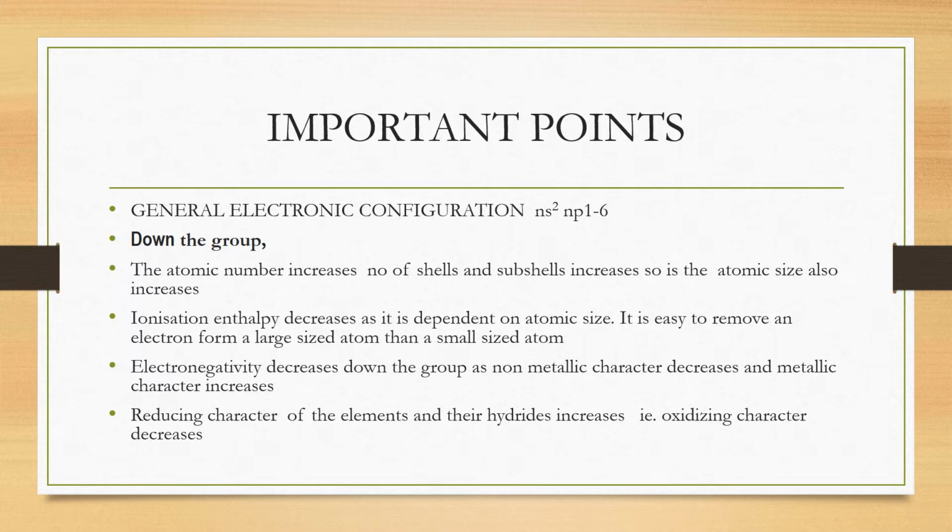Electronegativity decreases down the group as the non-metallic character decreases and metallic character increases. Reducing character of the elements and the hydrides increases down the group, whereas the oxidizing character decreases.